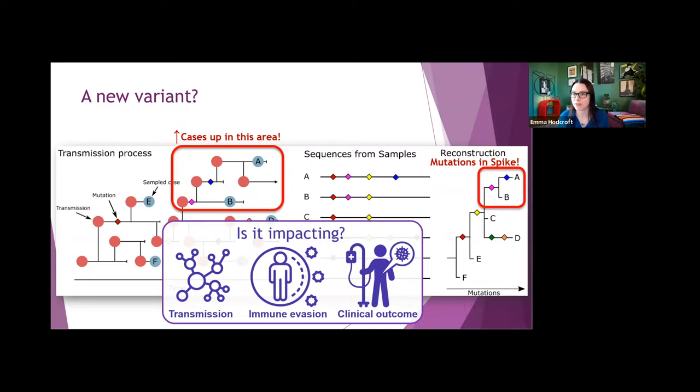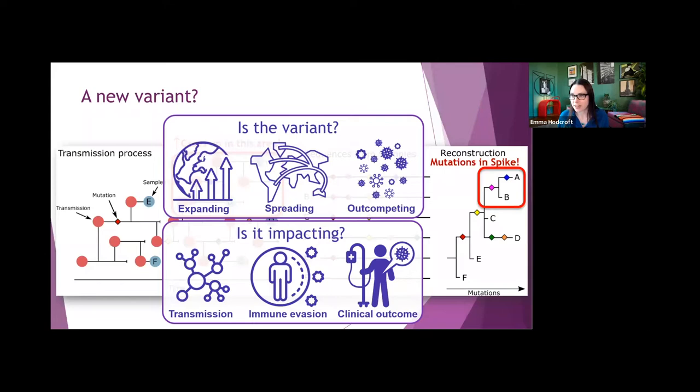But on top of this, we're also really interested in things like, is this variant expanding? Do we actually see that this variant is growing? Do we just see it in one or two people, or does it seem to be increasing in frequency? Is it spreading? Do we just see it in one country, or are we seeing it invade other countries or other regions in the world? And then finally, is it outcompeting other variants? Is this something we only see somewhere where they essentially have cases well under control, or is it able to break into areas where other variants of SARS-CoV-2 are circulating?